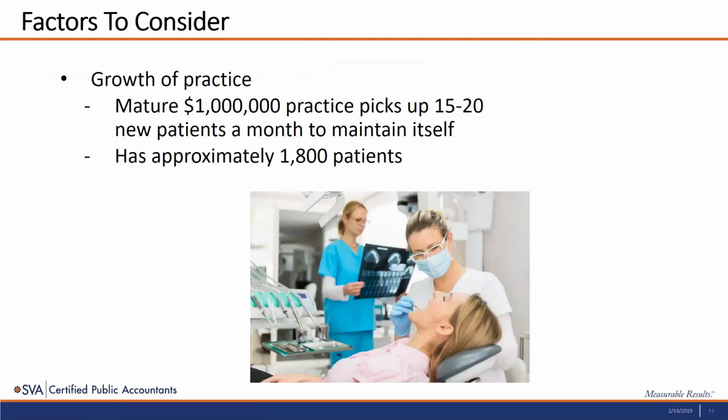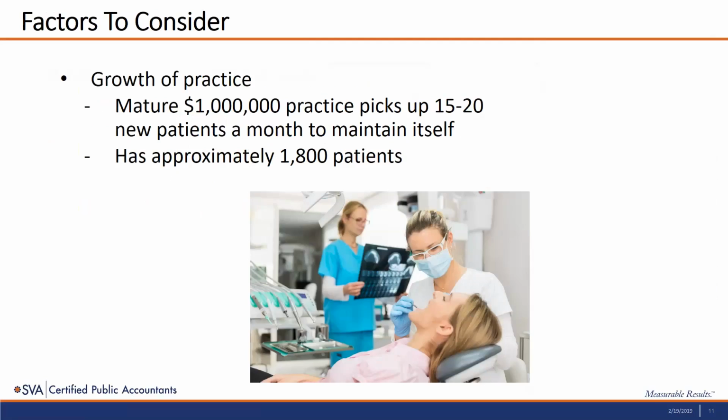A practice probably has at least a minimum of 1,800 active patients, and might have as many as 2,000 active patients. Those are good numbers to use for a general dentist practice. If you've got a specialty practice, those numbers are going to change a little bit, and there'll be some different metrics we look at.